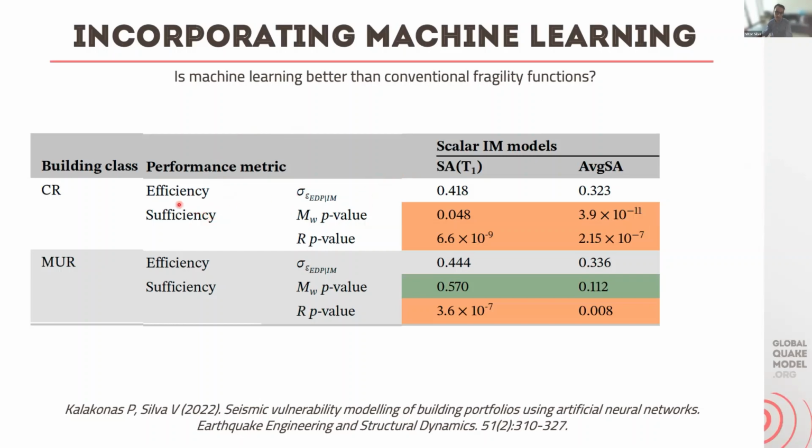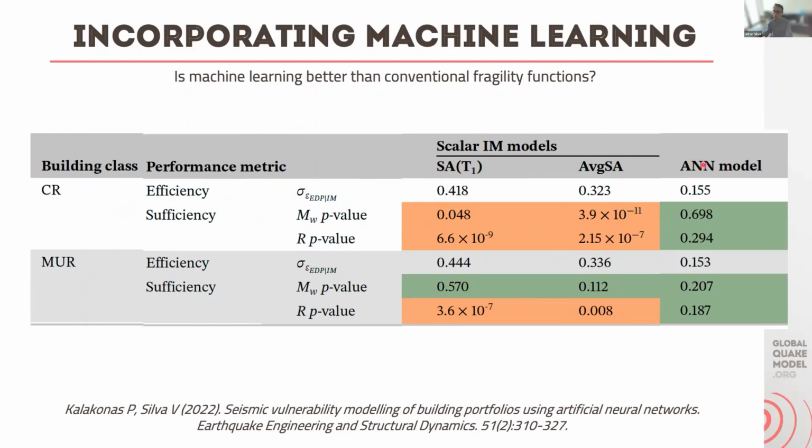And we can see that at least in terms of sufficiency, the scalar models quite often are not sufficient, okay? Though I will say that average SA tends to be better than some of the other more traditional intensity measures. But when we use an artificial neural network, the sufficiency improved significantly, and also the efficiency, you can see that it's much lower, which is what we want, okay? The efficiency is higher because the standard deviation is lower.